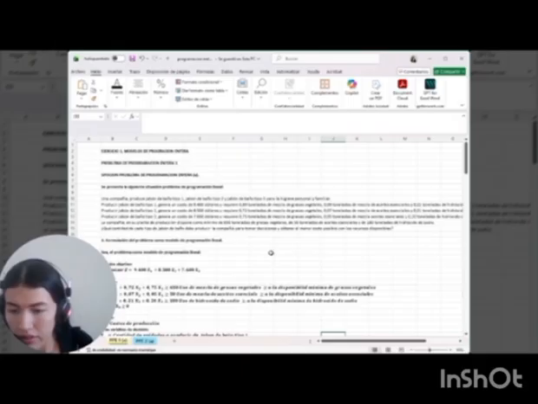Today I am going to explain exercise number 1, integer programming model, letter A. First, I will explain the problem situation. The company produces three types of soap: type 1, type 2, and type 3. Each type of soap has a different production cost and requires different quantities of raw materials such as vegetable fats, essential oil, and sodium hydroxide.